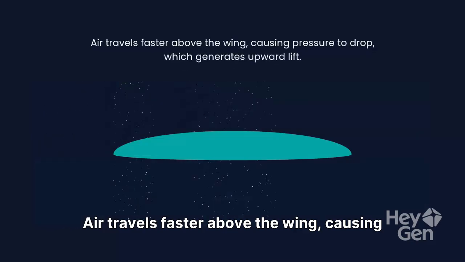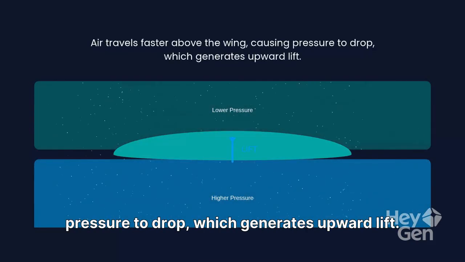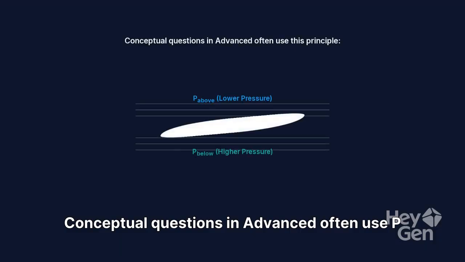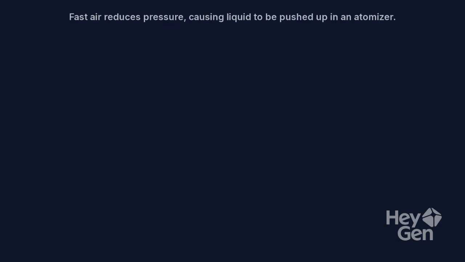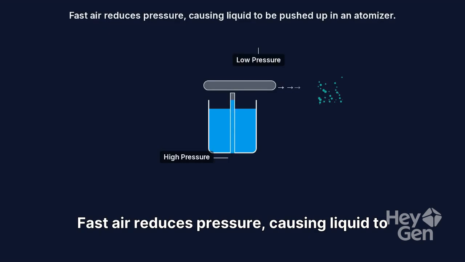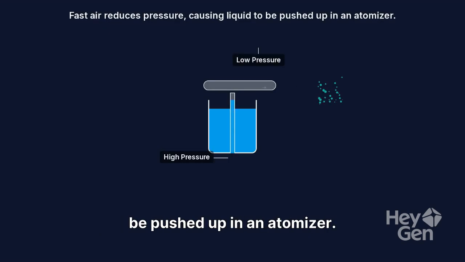Air travels faster above the wing, causing pressure to drop, which generates upward lift. Conceptual questions in Advanced often use P below is greater than P above. Fast air reduces pressure, causing liquid to be pushed up in an atomizer.